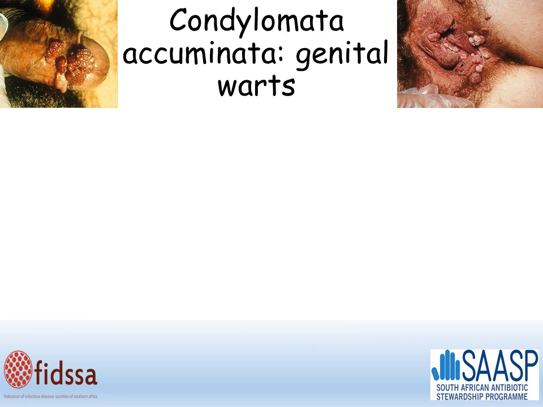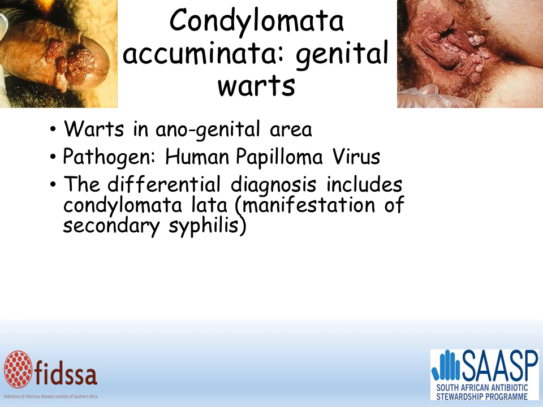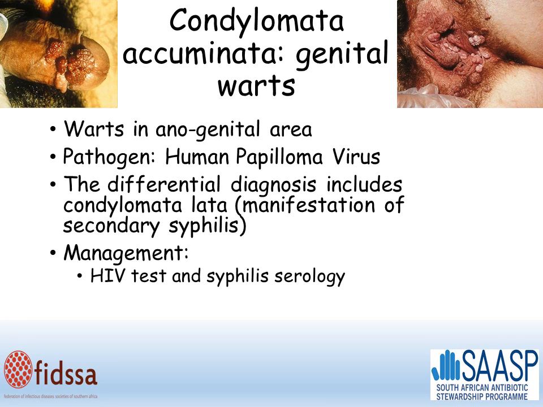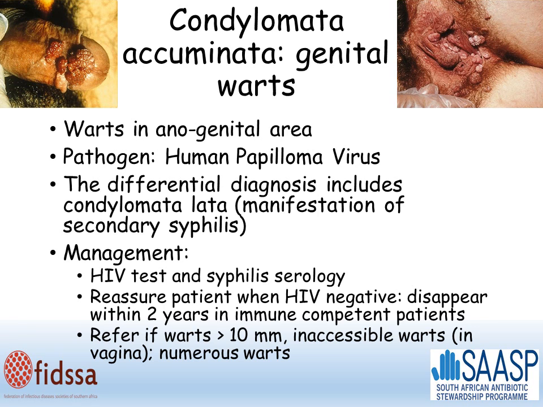Condylomata acuminata are genital warts. These are warts that occur in the anogenital region, and the pathogen is human papillomavirus. The differential diagnosis includes Condylomata lata, which is a manifestation of secondary syphilis. The management is to offer an HIV test and syphilis serology. If the patient's HIV negative, then you can reassure them that the warts will disappear within 2 years. Otherwise, refer the patients if the warts are greater than 10 millimeters, they're inaccessible, or if they are numerous.